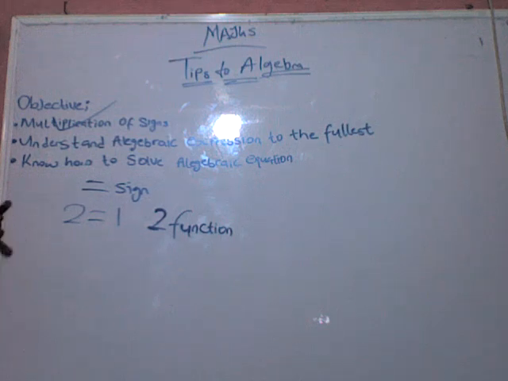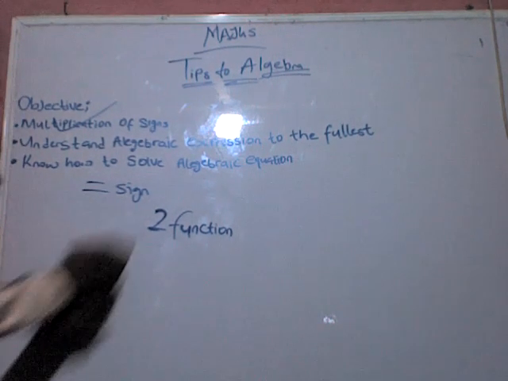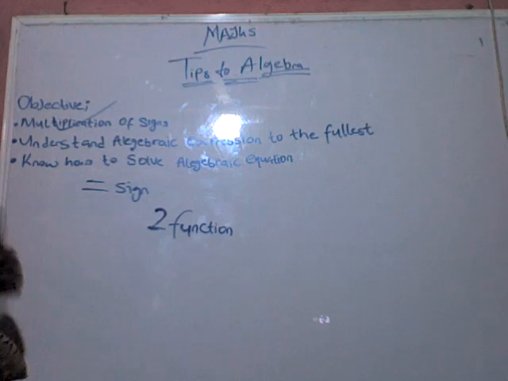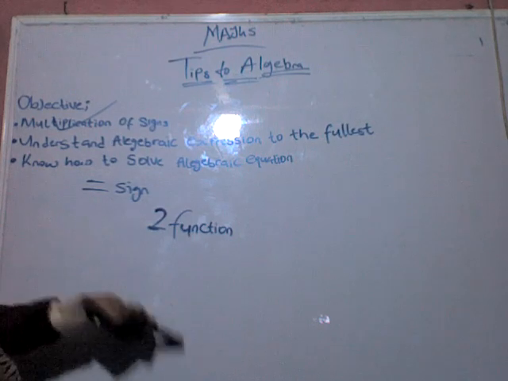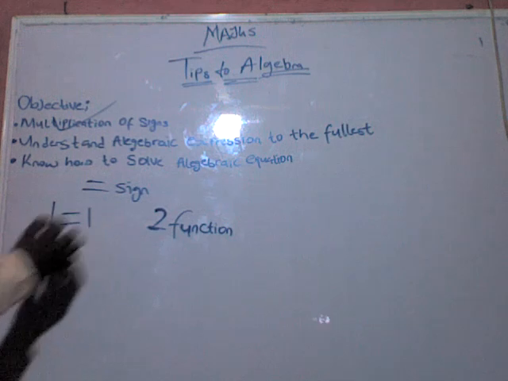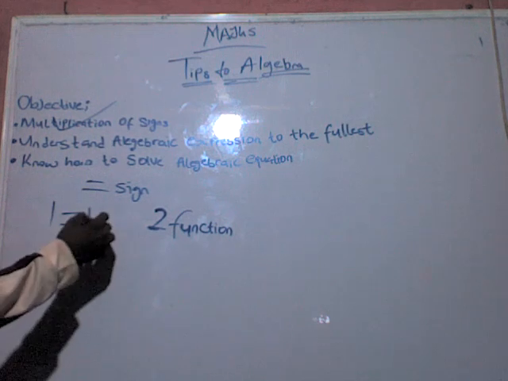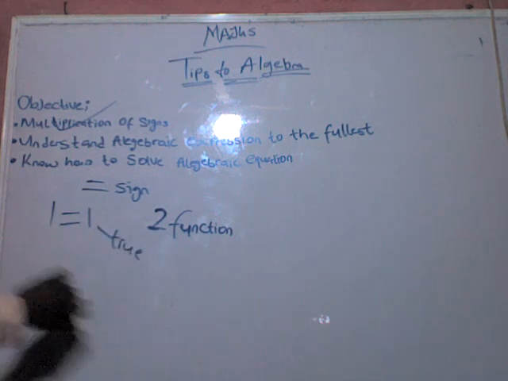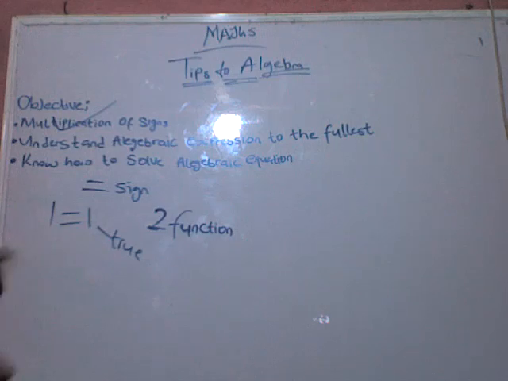And what is the first function? The first function is when something equals something, that the amount of something is the amount of another thing. For example, we have 1 equals 1. So now this is true. We all know that 1 is equal to 1.